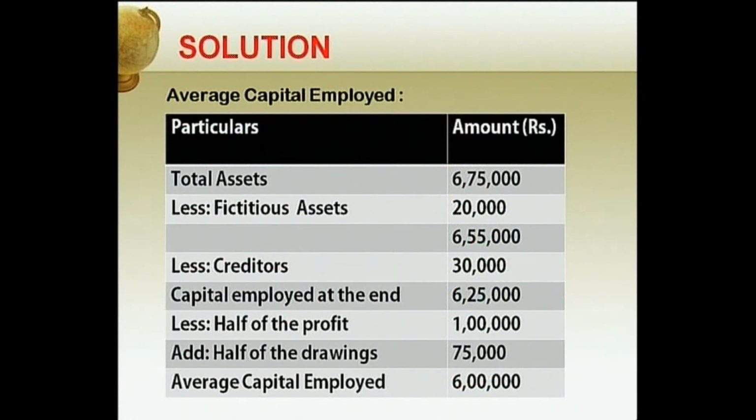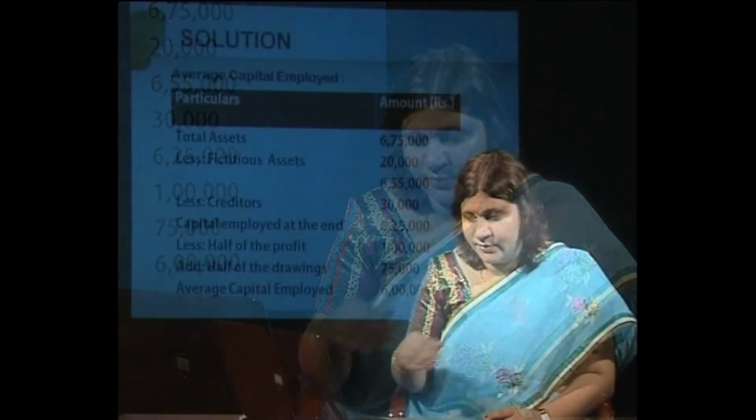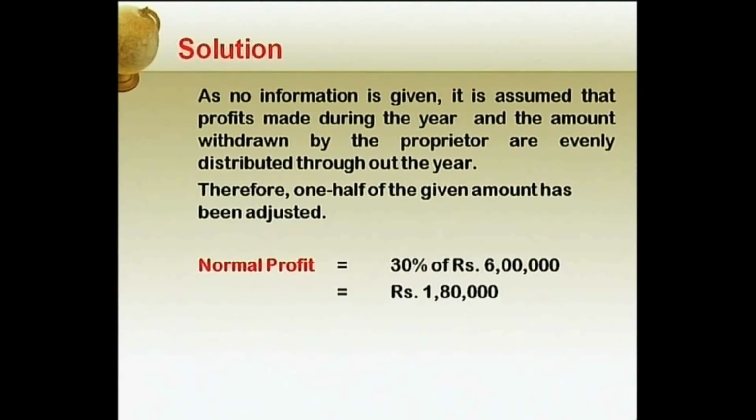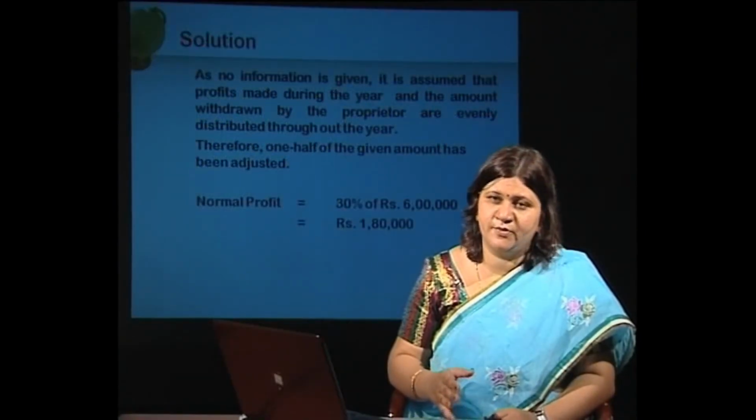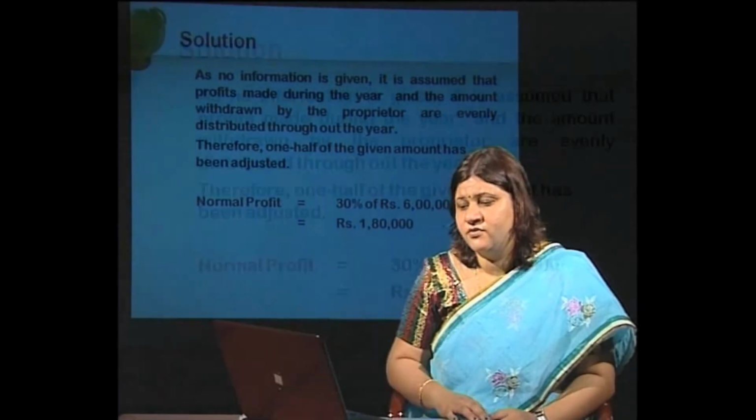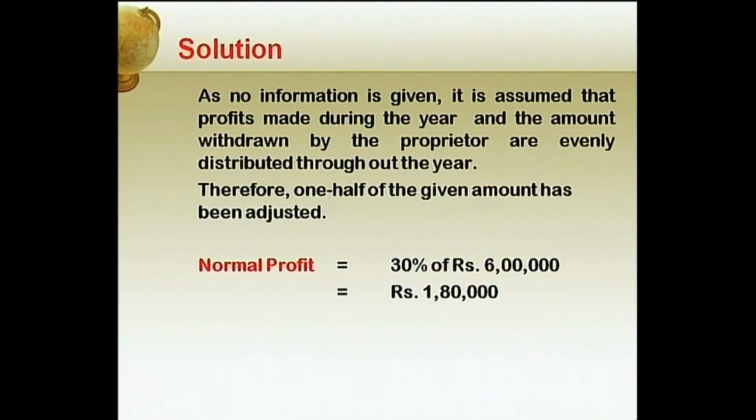We have done this subtraction and addition because in the closing capital, profit would have been added, so we have subtracted this profit, and drawings would have been subtracted, so we have added the drawings, so that we can ascertain the average capital employed. Now, as no information is given, it is assumed that profits made during the year and the amount withdrawn by the proprietor are evenly distributed throughout the year. That's why we are going for half of the profit and half of the drawings. Therefore, half of the given amount has been adjusted.